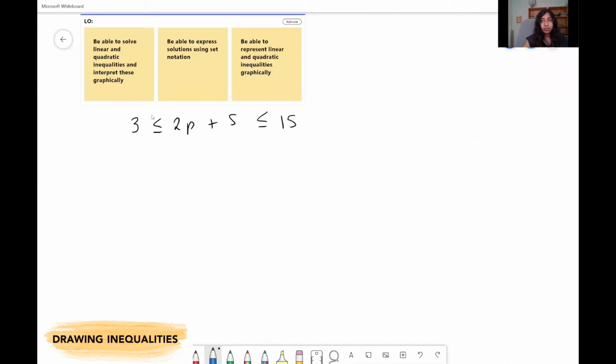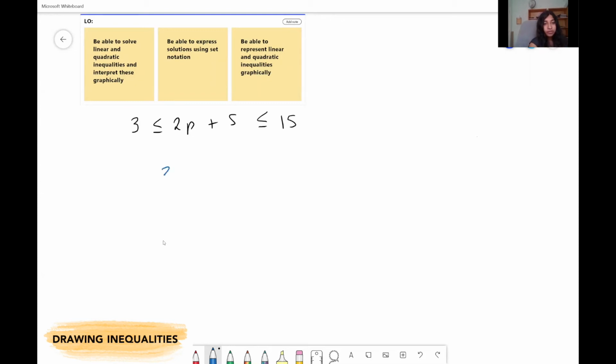Okay, so we have an example of a linear inequality here that we want to try and solve. If you want to pause the video and try it out for yourselves, then come back to the solution. So we have 3 is less than or equal to 2p plus 5, which is less than or equal to 15. The way you do this is you just split it up, dealing with 2 inequalities individually, and then you bring them both together again at the end. So you just solve them individually like how we did earlier.